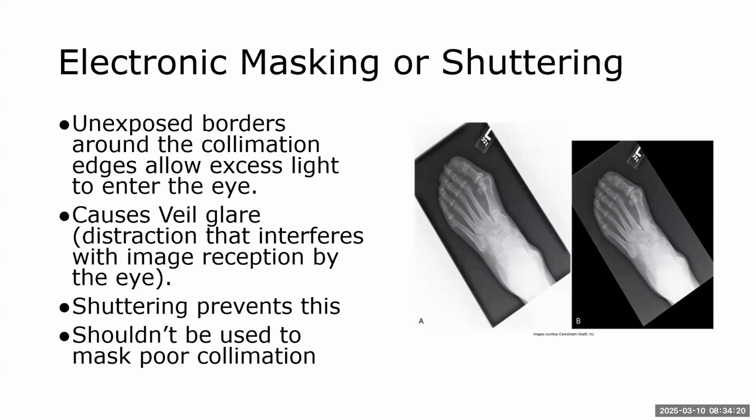So unexposed borders around the collimation edges allow excess light to enter the eye. It can cause what's called veil glare. And that's just like a distraction. It's like when you've been in a dark room and you go outside, or you're in the dark room when I flip these lights on. It's a lot of light that's flooding your eye at one time. Black masking or shuttering or electronic masking prevents that. So it's covering up with black these very bright areas that would have been flooding your eye with light.